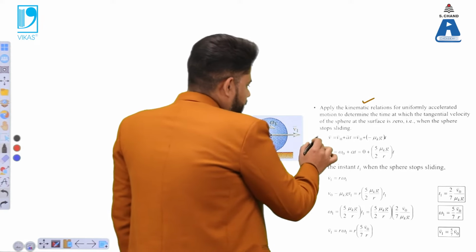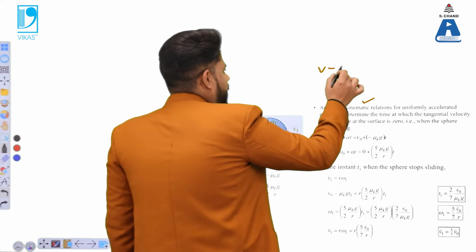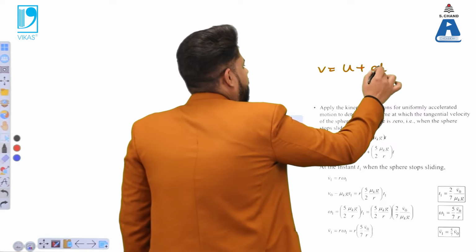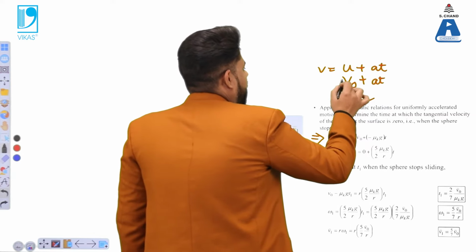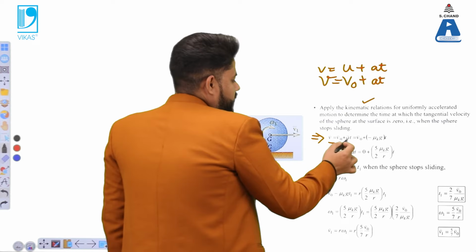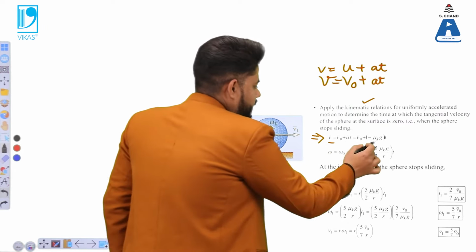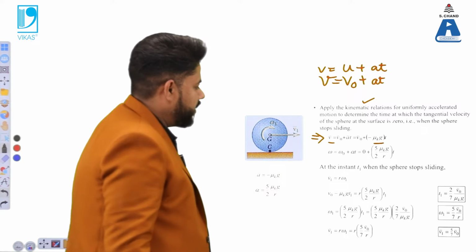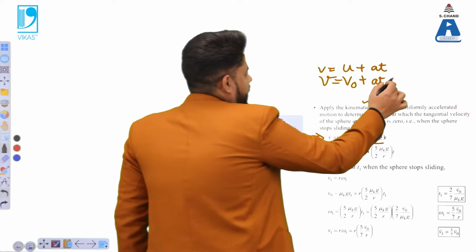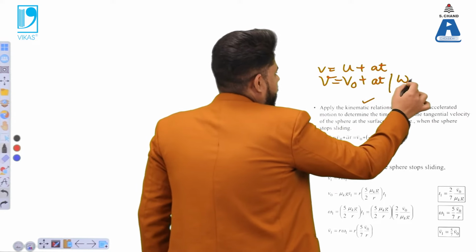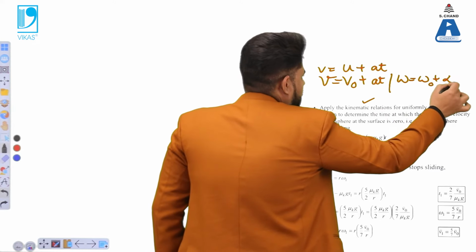To find out velocity, we have to use the first kinematic relationship, which is v equals u plus at. In our situation, the initial velocity is v naught, so v equals v naught plus at. V naught plus the acceleration we have already calculated, which is minus mu k into g, multiplied by t. Similarly, for the angular one, we can use the notation omega equals omega naught plus alpha into t.